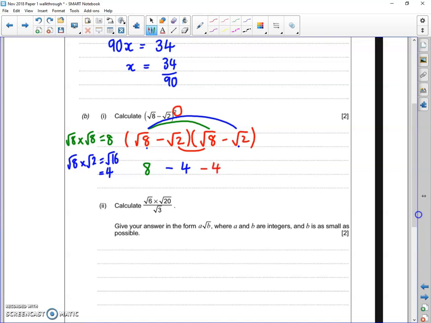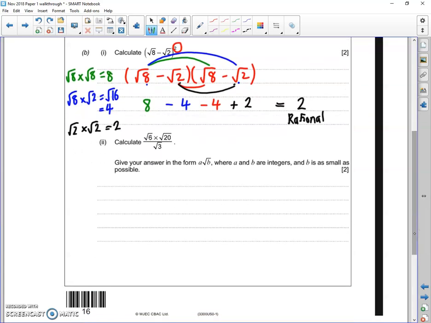And then last of all, we've got root 2 times root 2. Again, you can use your shortcut. That's just going to be 2. We've got a negative times a negative, that makes a positive, so plus 2. 8 take away 4 is 4, take away another 4 is 0, add 2 is 2, okay? And it doesn't say to write it down, but that is rational.